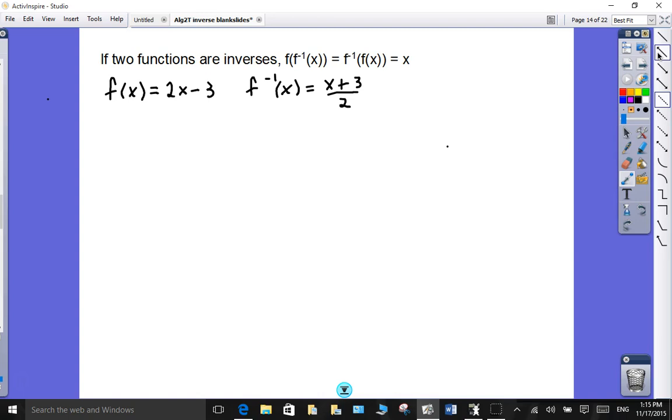Now, it doesn't always work. We'll talk about when it works and when it doesn't. But let's go through the motions here anyways.